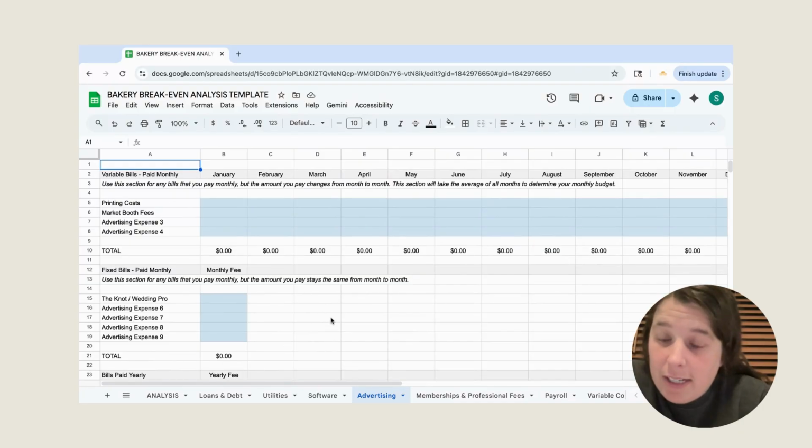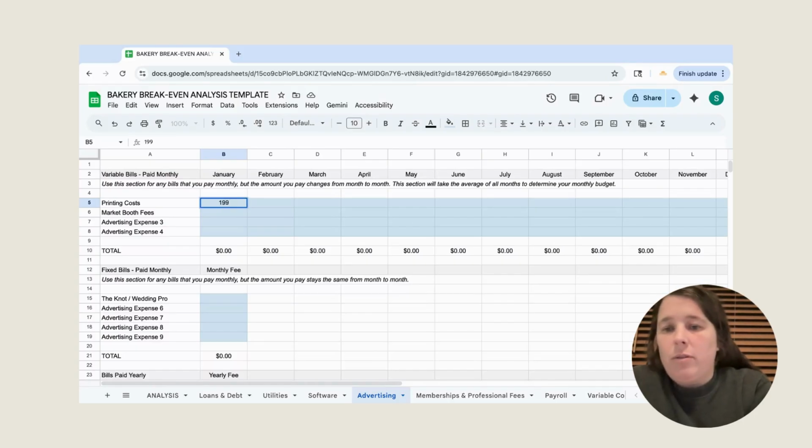Then we have advertising expenses. We pay for the Knot and Wedding Pro. We have a subscription for that. We also pay for like Facebook and Google. I would put those on here to average those out. We also do markets and pop-ups. So the fees we pay for those.